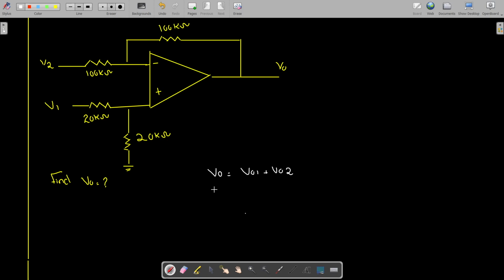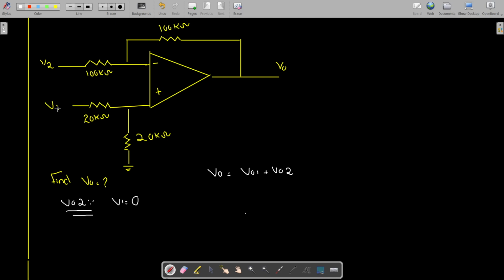So in first stage, I am going to say that V1 is equal to 0. So first of all, let me find the VO2. And for VO2, I am going to say V1 is equal to 0. Fine. Because superposition says that you short out or ground one of the sources, or you remove one of the sources and find the effect of the other source, and then you remove that source and find the effect of the source that was initially removed. And then the overall effect is added. So for the VO2, I am going to say that V1 is equal to 0.